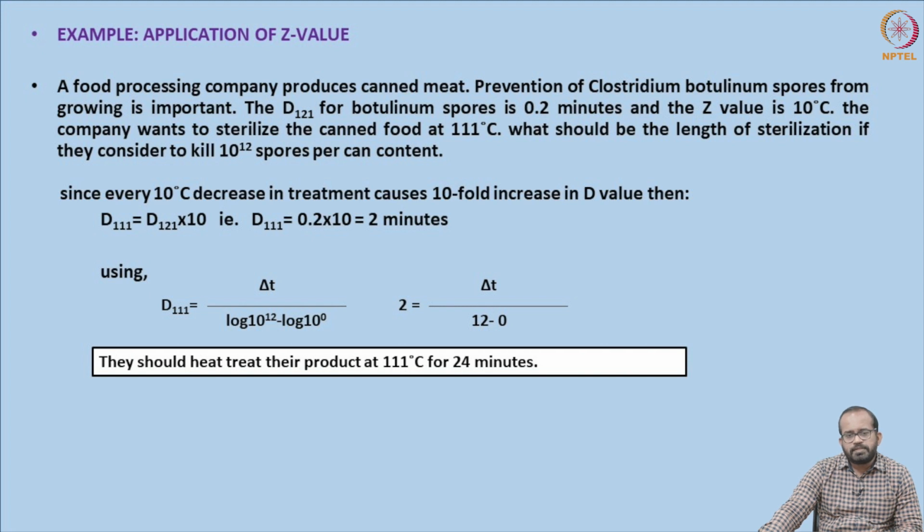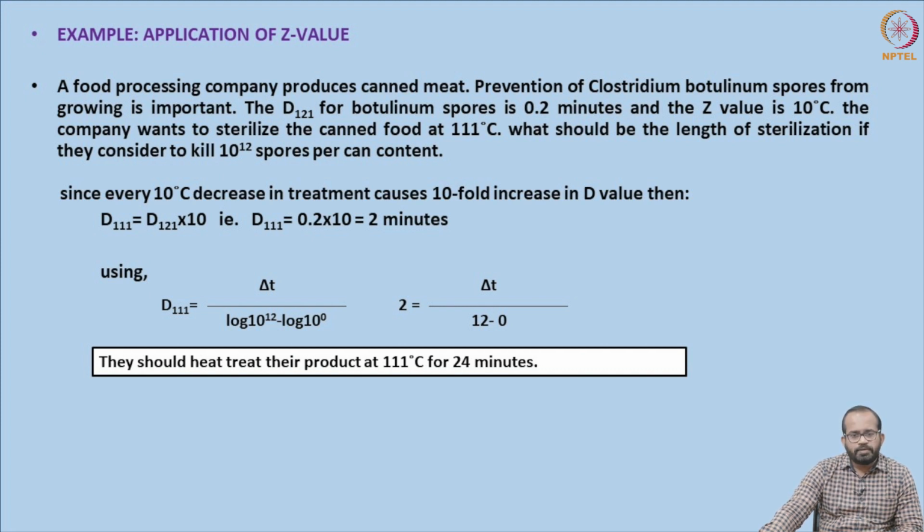So we will take it in a different way. Every 10 degrees Celsius decrease in treatment causes a 10-fold increase in D value. So every time there is a decrease of 10 degrees Celsius in the processing temperature, it causes a 10-fold increase in D value. If you consider D111, it will bring a 10-fold increase in the D value of Clostridium botulinum. We already know that the D value of Clostridium botulinum at 121 is around 0.2 minutes. So 0.2 times 10 will give you 2 minutes.